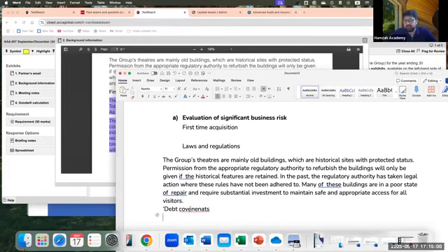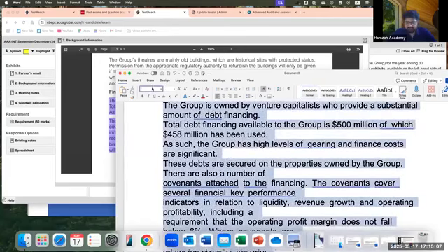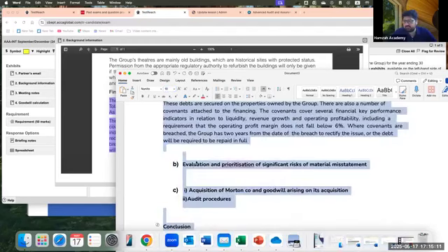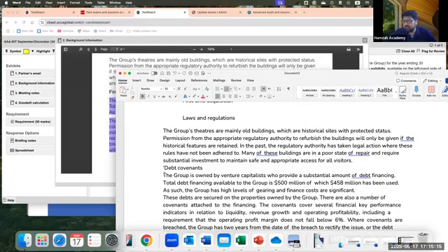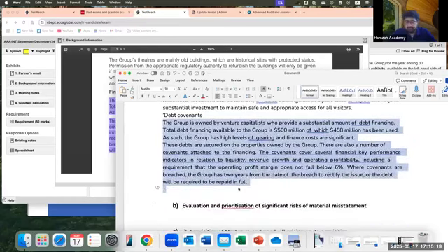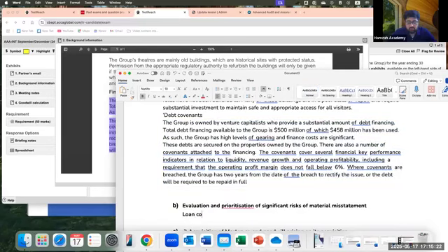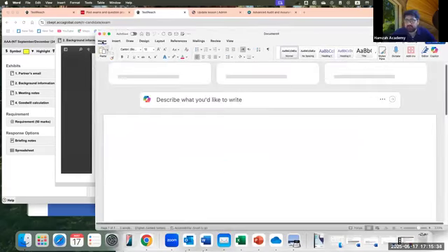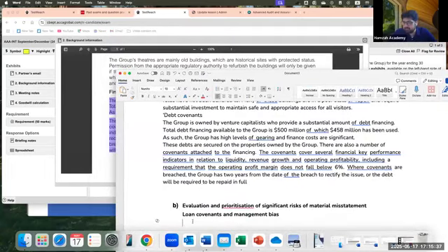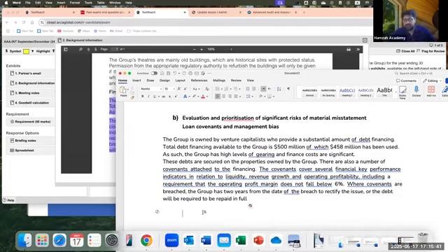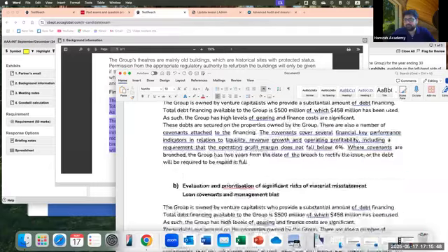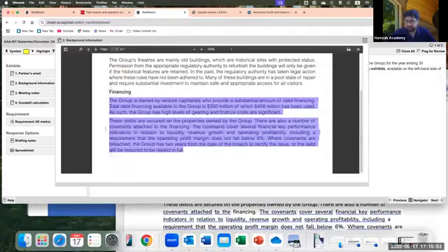Debt covenants. Yes, debt covenants. So the same will be here, but it will be the risk of material misstatement. Loan covenants and management bias, because it will result in that. In management bias, they have to comply with that. So the angle of discussion will be different. Now, we have identified 3 business risks.